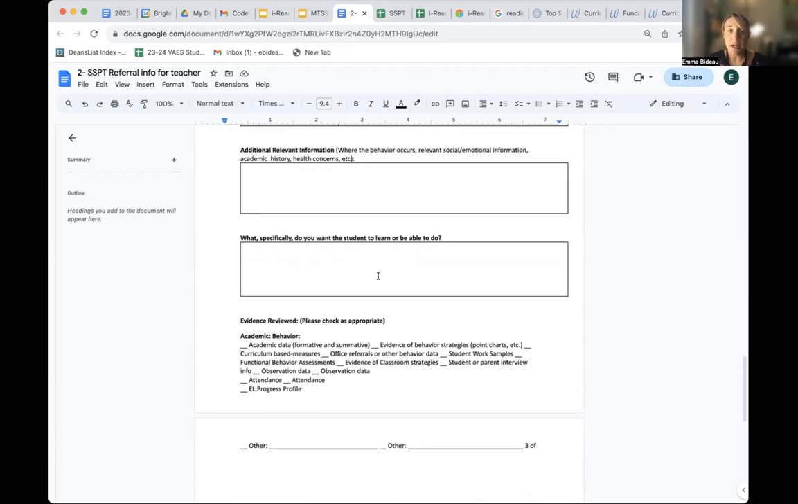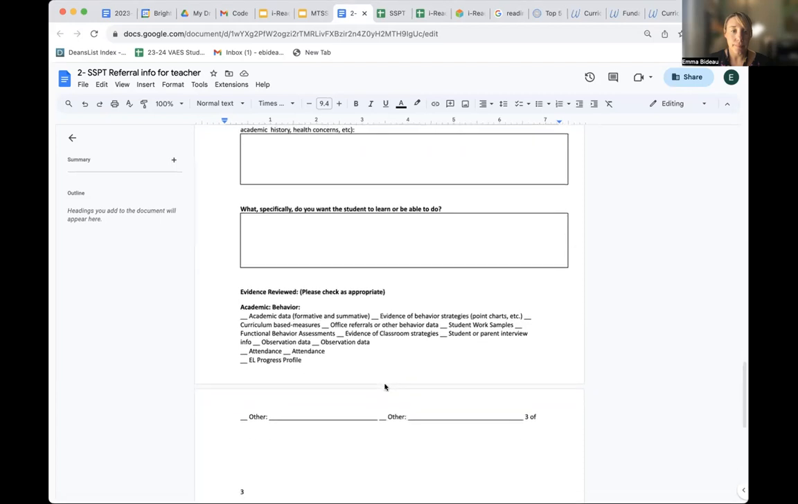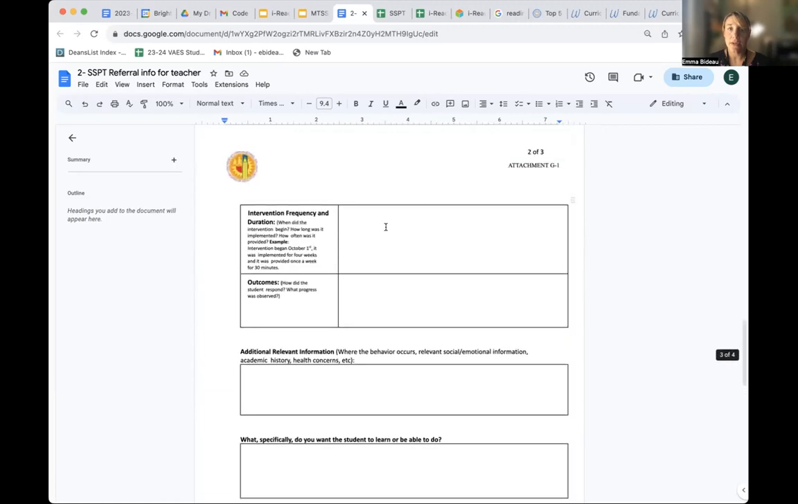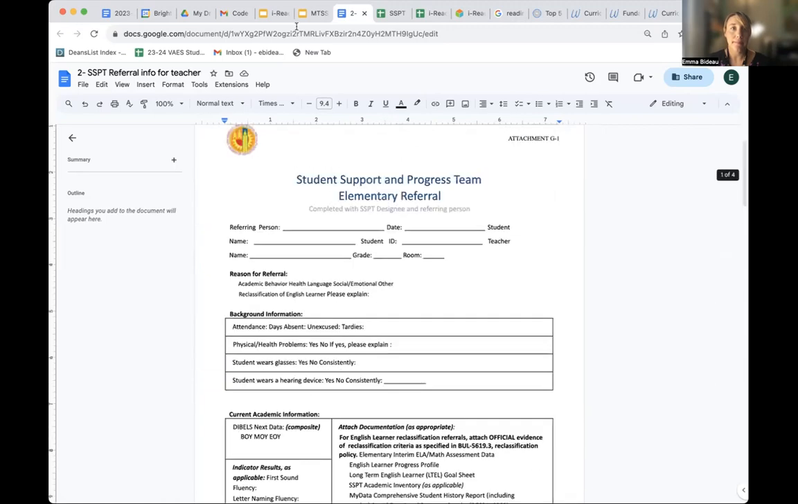And then the last box would be really what specifically do you want the child to be able to do? So this is when you're thinking about the goals in SSPT that you'd want them to work on. And that's the new referral form.